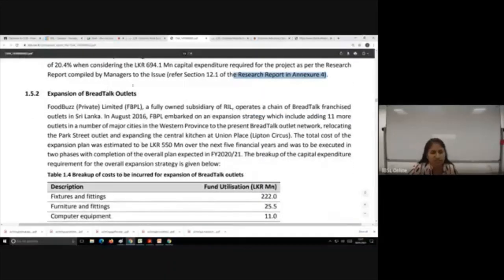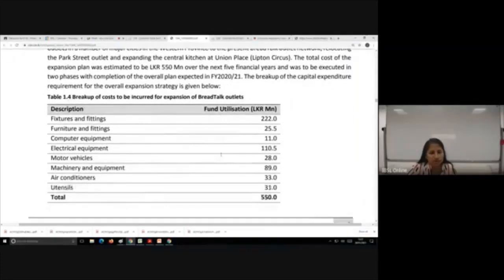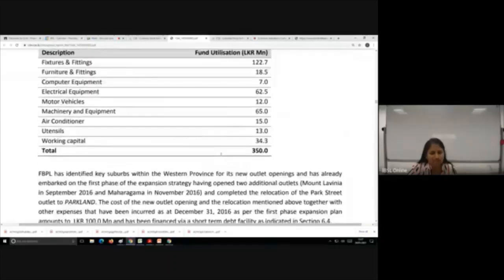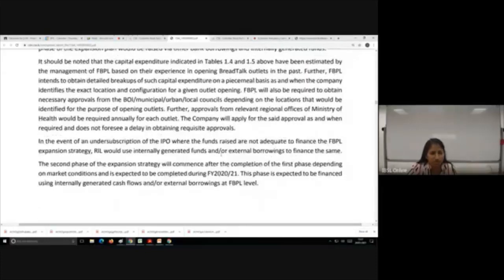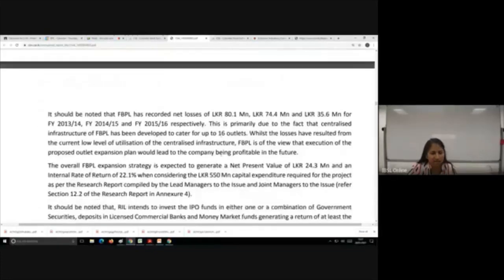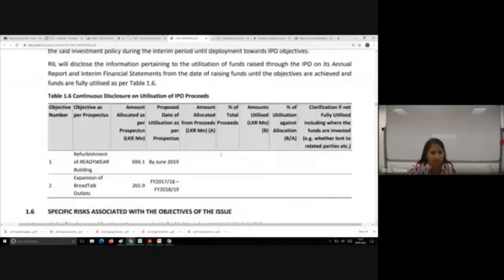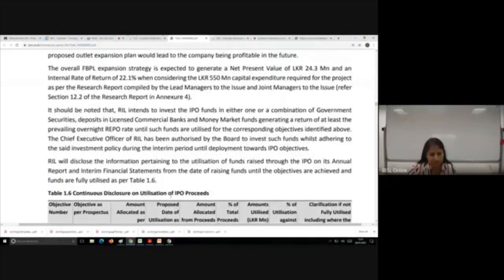Now expansion. The second need was expansion of the Bread Talk outlets. Again, here you can see what the costs involved in expanding are, what the need is, where they are expanding, whether it's lucrative, and what the NPV levels are here. All these are analyzed in detail here. Okay.